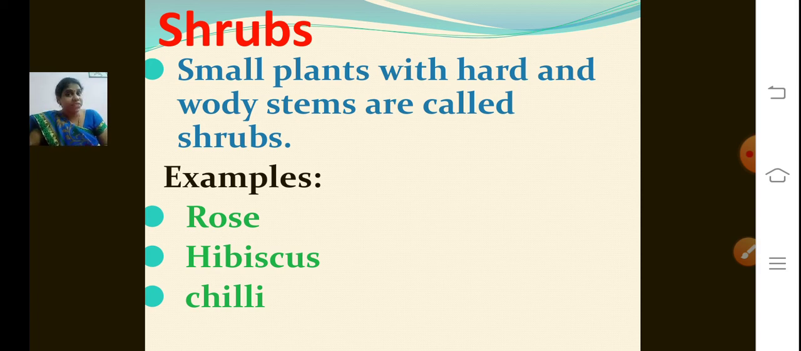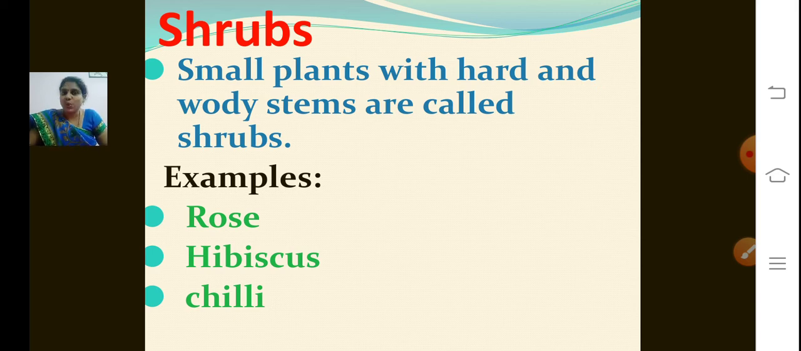Small plants with hard and woody stem. Stems will be a little harder. And woody stems are called shrubs. Example, rose. Have you seen rose? Yes, stems will be a little thick, right? So rose, hibiscus, chilli. It will grow, but only to a certain extent. It will not grow like a tree, right? Shrubs and herbs are small plants. The only difference is the stem will be a little thick in the shrubs.